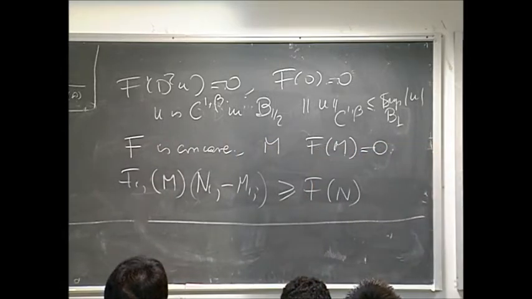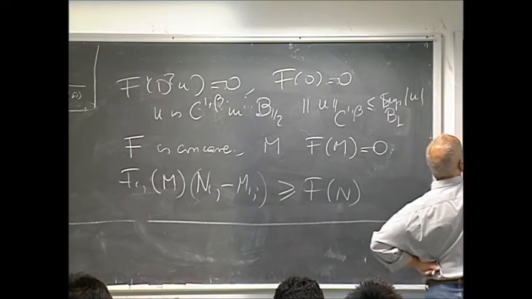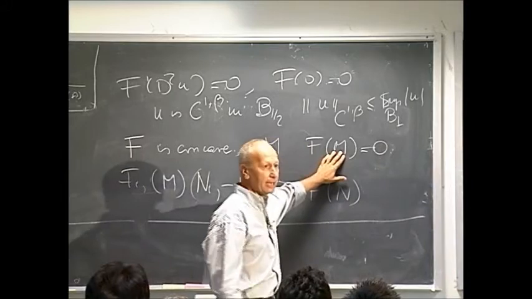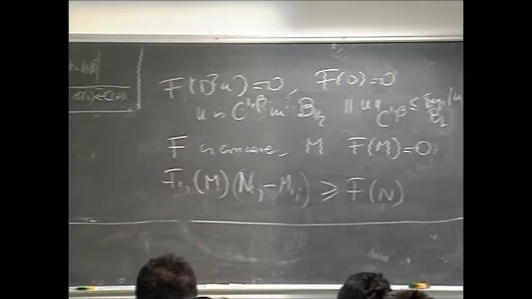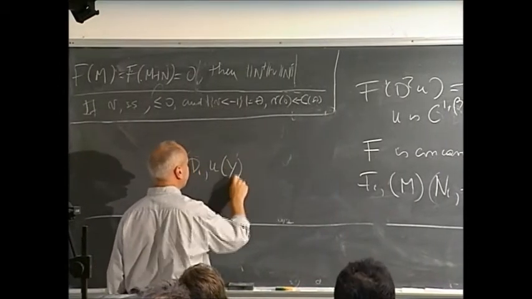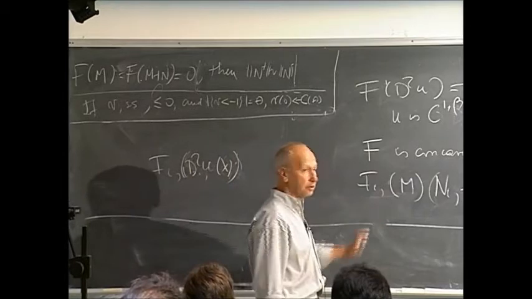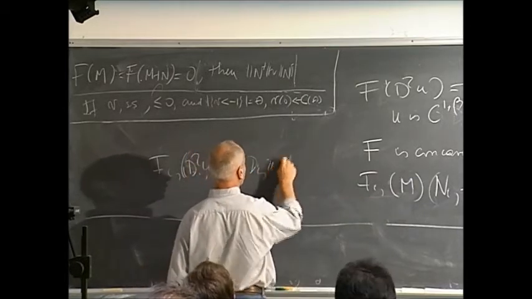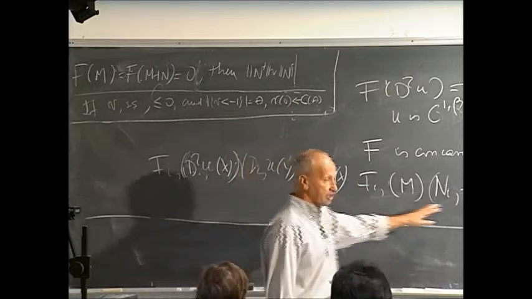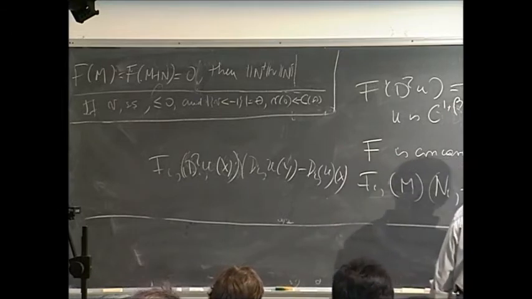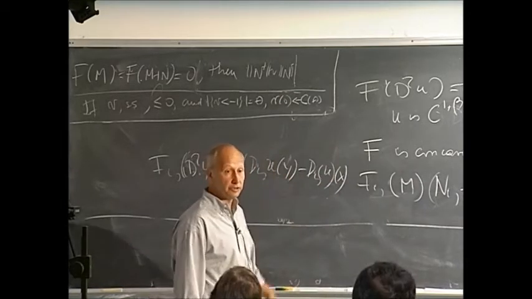So in particular, if I take a solution u, and I plug here M to be d square of u at a point x, I have that Fij of d square of u at x times dij of u at y minus dij of u at x is always bigger or equal than f of d square of u at y. But if u is a solution of the equation, that is 0.